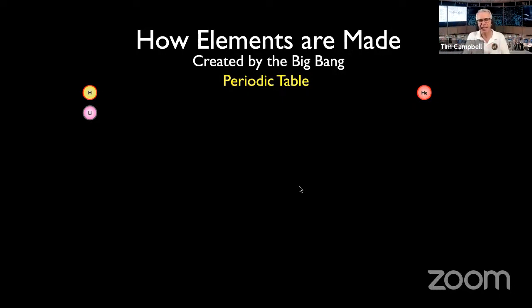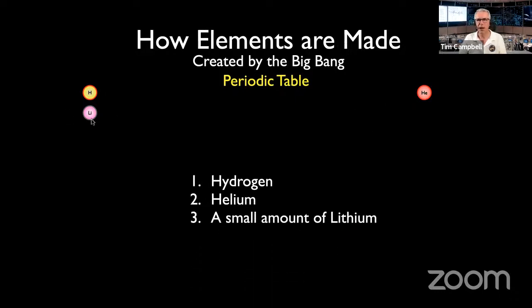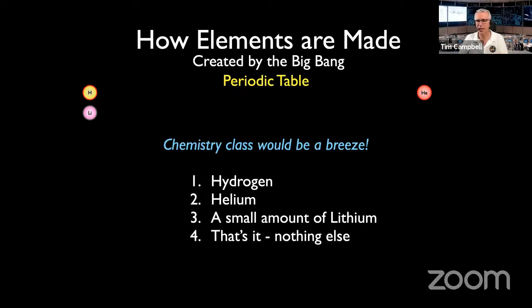But as the universe started to expand, it started to cool. And then there's this magical point where it's hot enough that helium atoms could fuse, but not so hot that it would take them apart. And helium is formed. Those helium atoms were able to make a little bit of hydrogen and also a little bit of lithium. So you got hydrogen, you got helium, and then they argue maybe a small amount of lithium, not a lot, but a little bit, not zero. And that's it. Nothing else. That's all there is in the universe after the Big Bang is done. Chemistry class is a breeze.